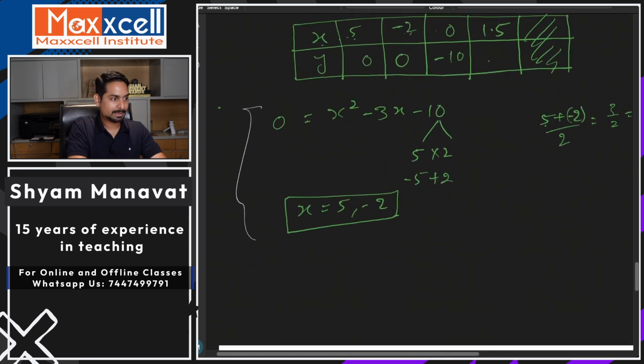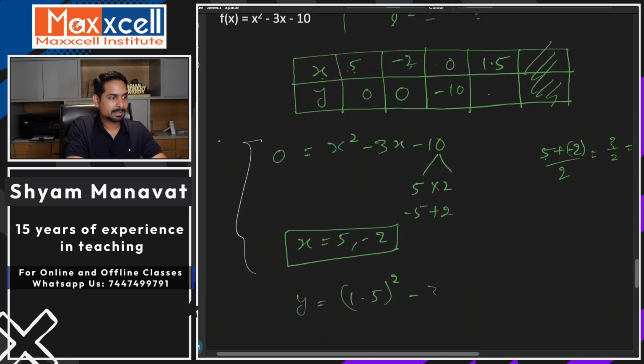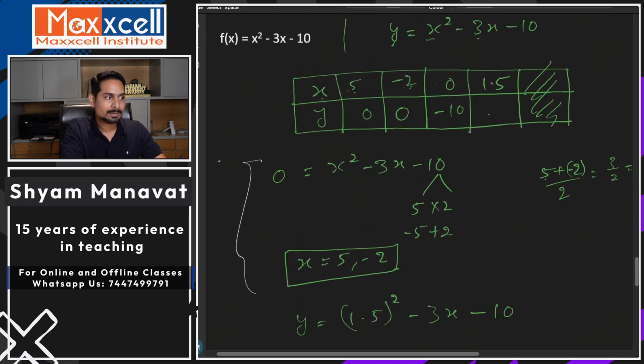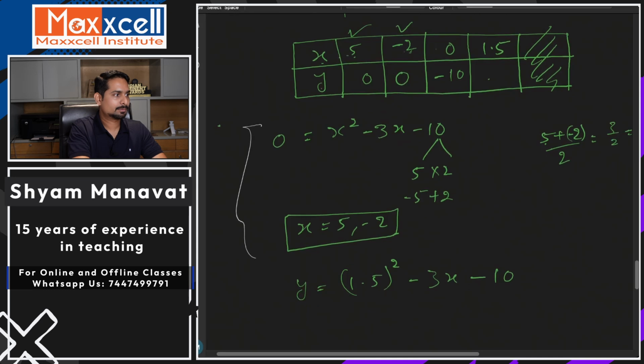Let me substitute that. So y equal to 1.5 square minus 3x. Are you learning how to find the coordinate of vertex? Substitute x is equal to midpoint of the roots. Roots are what? The values of x when you substitute y equal to 0. Yes? Clear? Okay, now the value of y. Fine, here x is supposed to be 1.5.